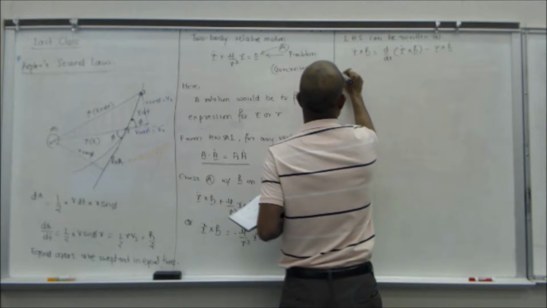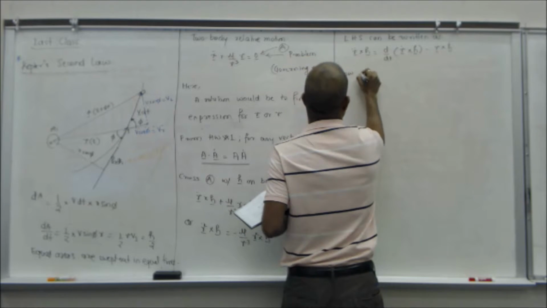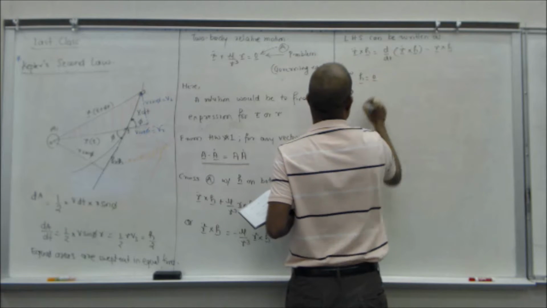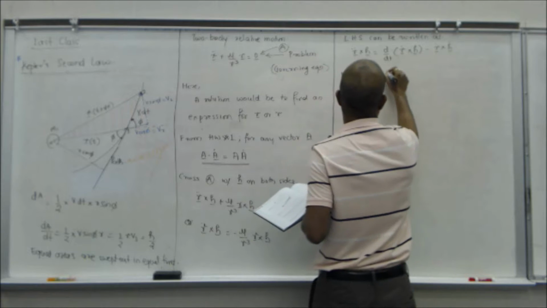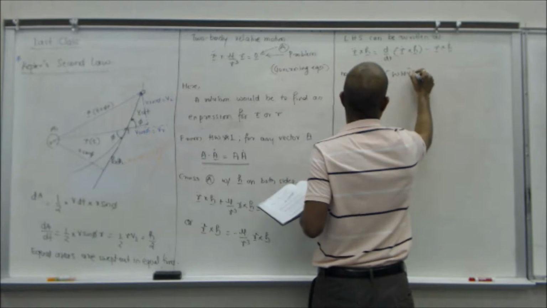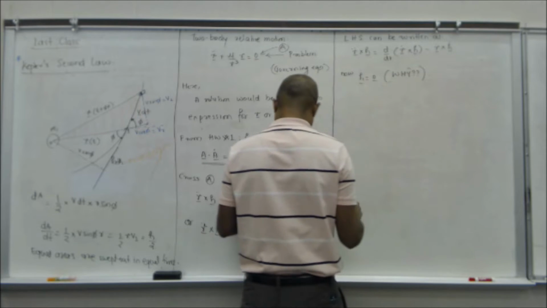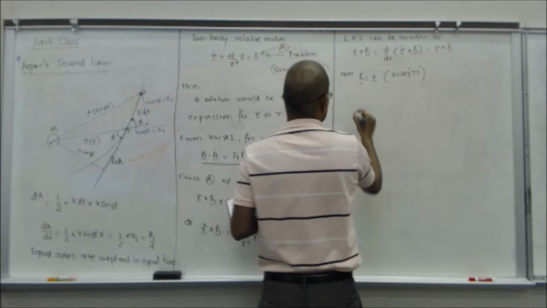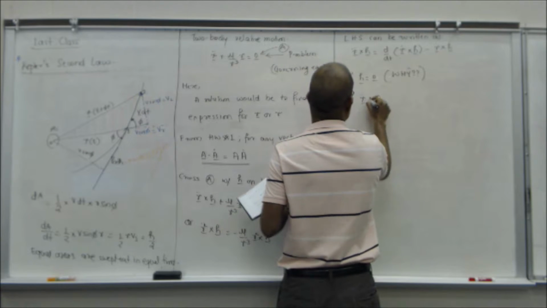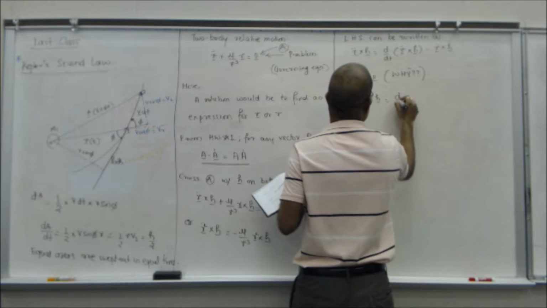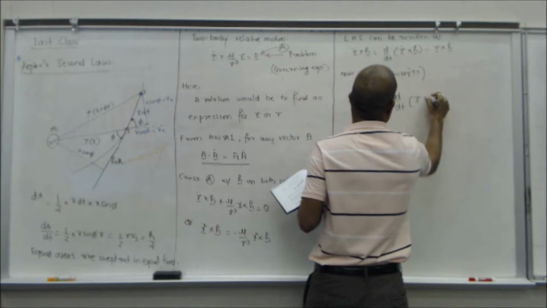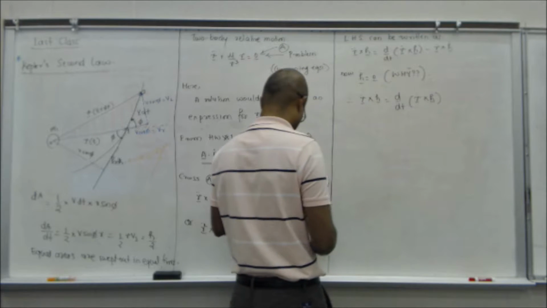Now, H dot is 0. Therefore, R cross with H can be written as d over dt of R dot cross with H. Okay.